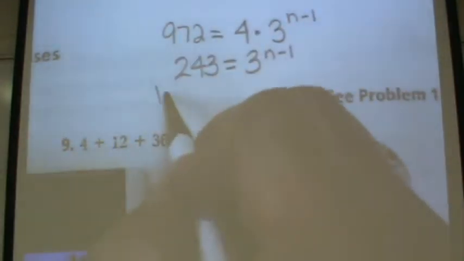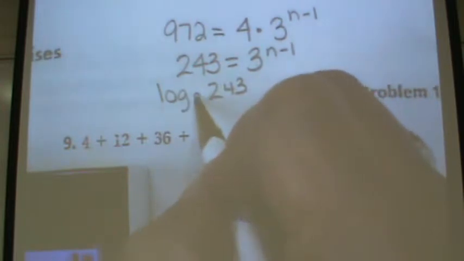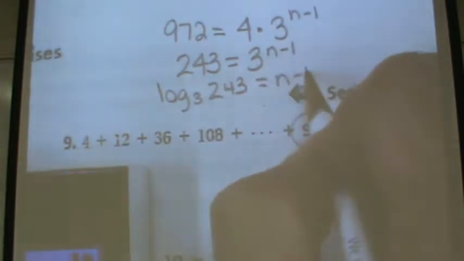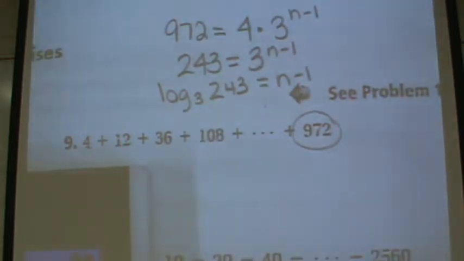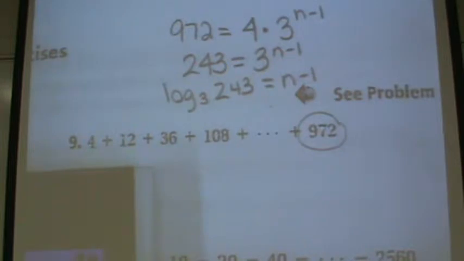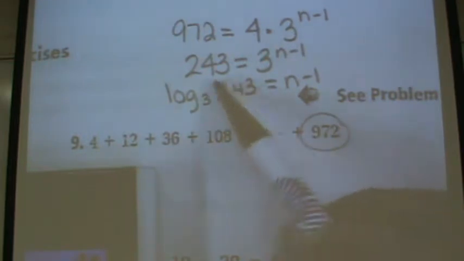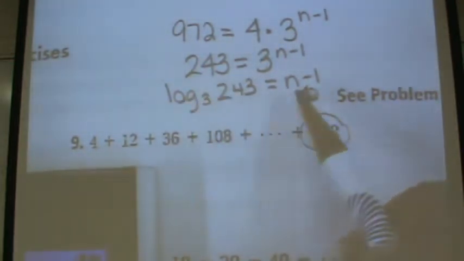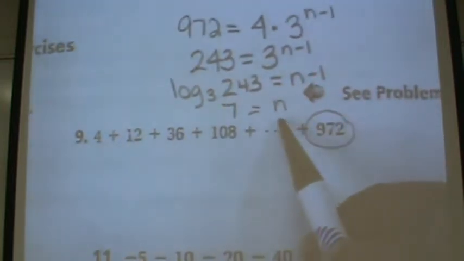Then you're going to do the log. 243 base 3 is equal to n minus 1. Type that in your calculator, tell me what n value you get. Anyone? Did you get 6 here? Yeah. 6 and 1 is 7. So you're adding 7 terms up.